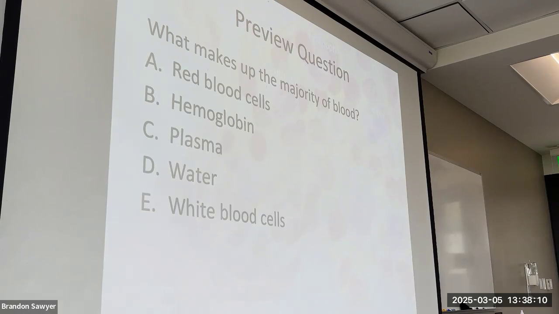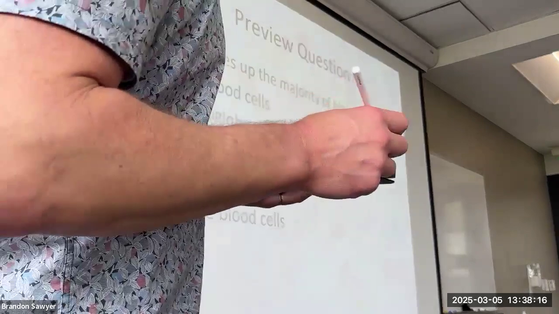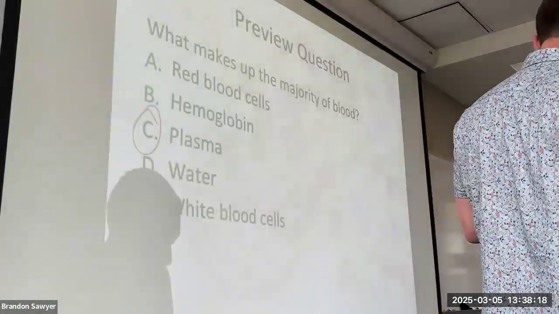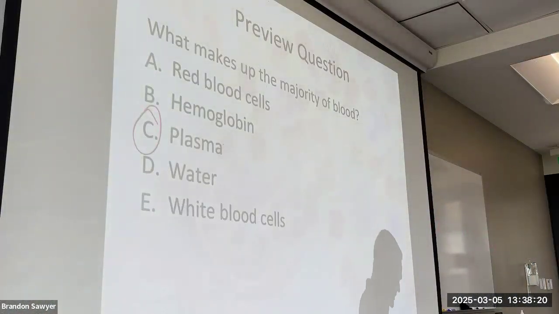Okay. All right. So about 70% of you are saying C, plasma, which is correct. Plasma is about 55% of our blood. Most of that is water, but there's some other components in there too. And then red blood cells typically make up about 45% of our blood, which contains hemoglobin. And we'll talk about that.